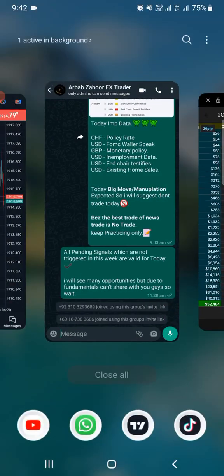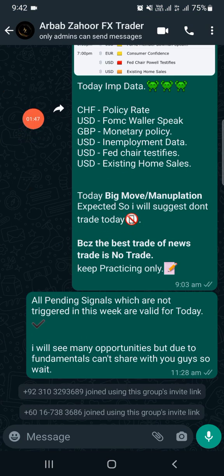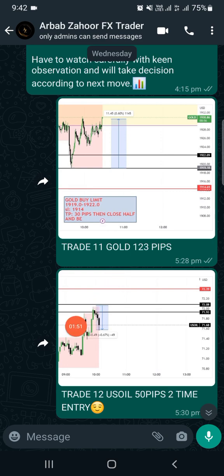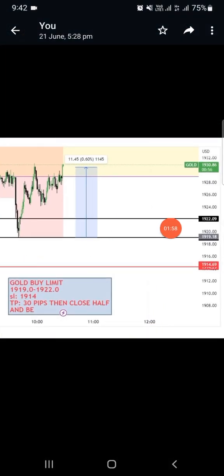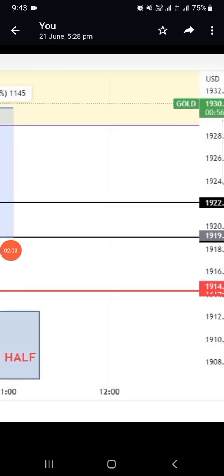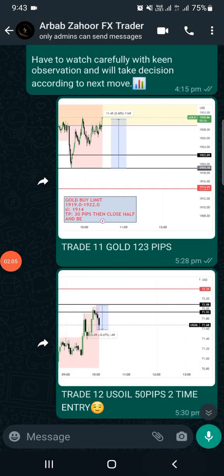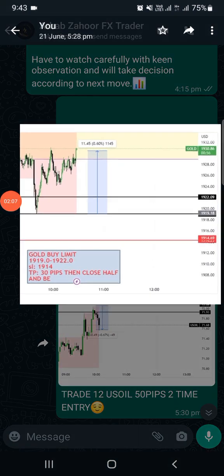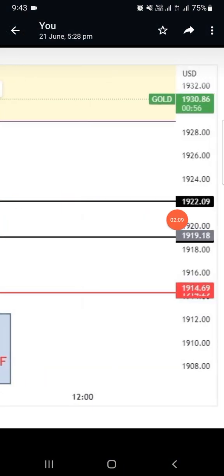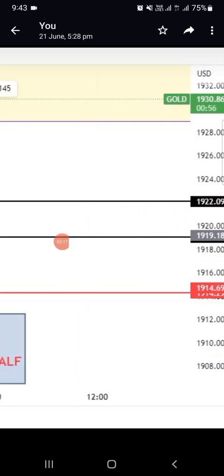So now come to my WhatsApp group, where I provide a signal where you can easily get 30 pips. Guys, I will tell you something. If I am giving a signal like this, you see I have two black lines with one red line. In the two black lines, you have to zoom, or sometimes I write it as well like this. Like here, 1918 to 1922.09, you have to take three entries. You have to divide your lot in three.